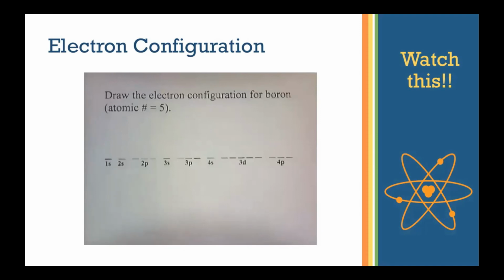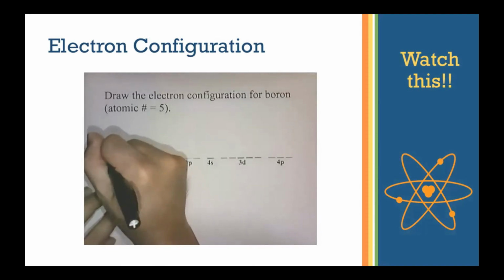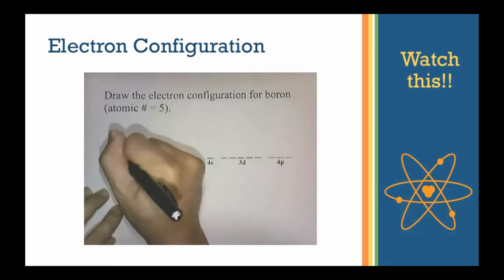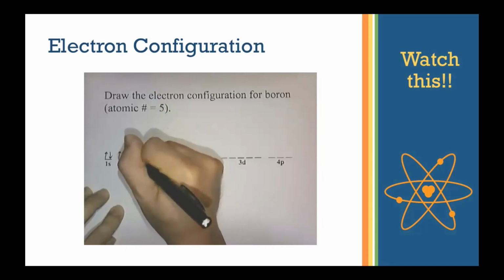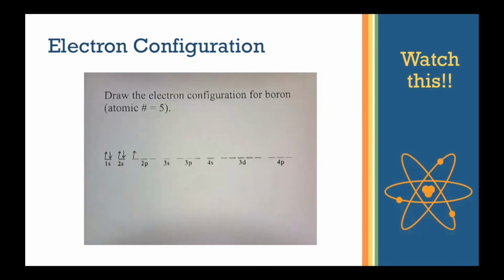Let's draw the electron configuration for boron. 1, 2, 3, 4, 5. Okay, so we're just going from left to right. We're putting 2 arrows in each one, and the arrows are spinning in opposite directions. All right, now we're going to do one. It's going to deviate from the pattern a little bit. I'm going to throw you a little bit of a curveball.